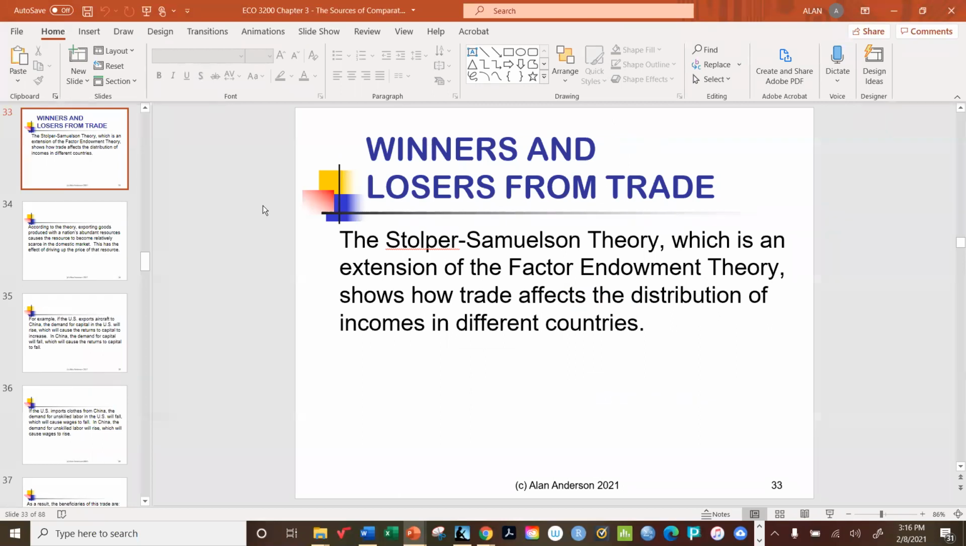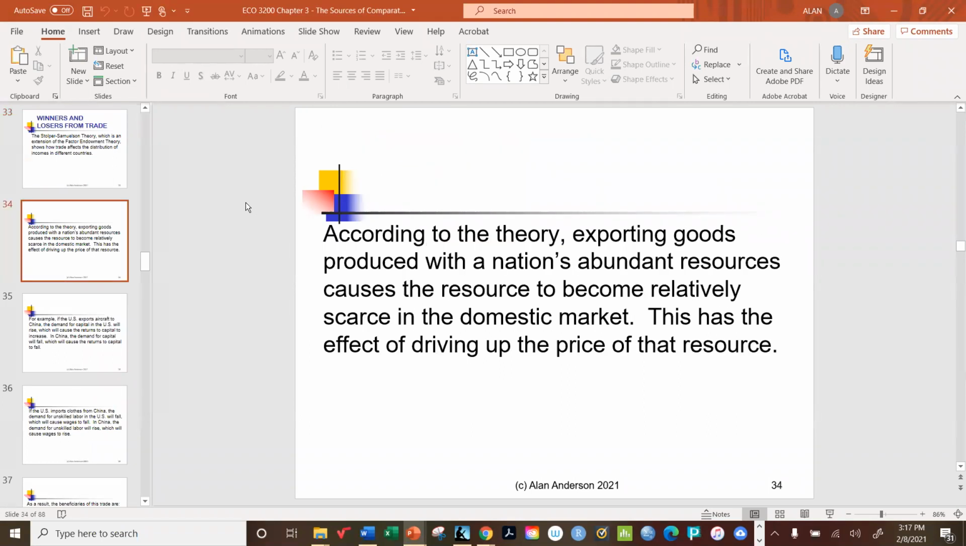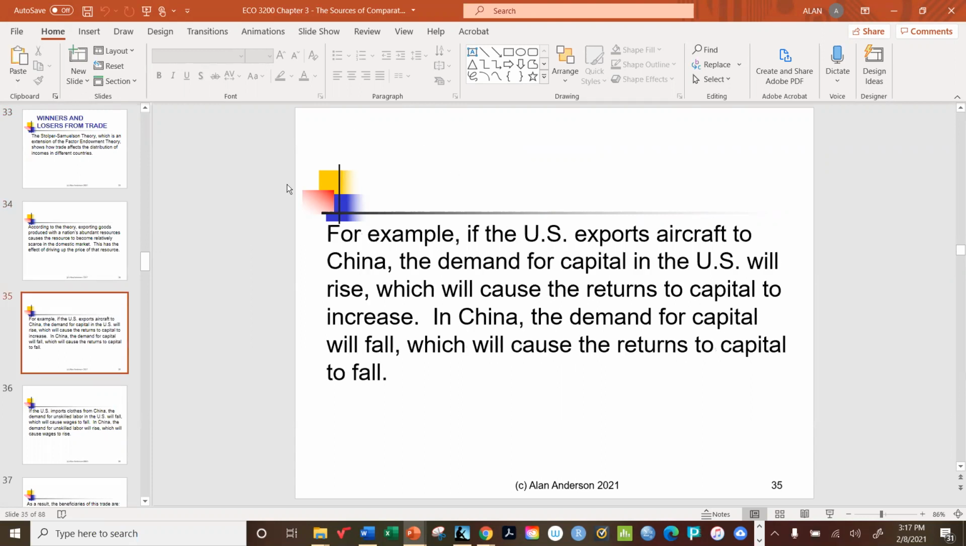So this Stolper-Samuelson theory is an attempt to explain how incomes change as a result of trade. For example, if we sell goods in which we have abundant resources, that drives up the price of that resource in the domestic market. Okay, so for example, if we sell aircraft to China, and remember, aircraft are capital intensive goods. They're not built by hand, that's for sure.